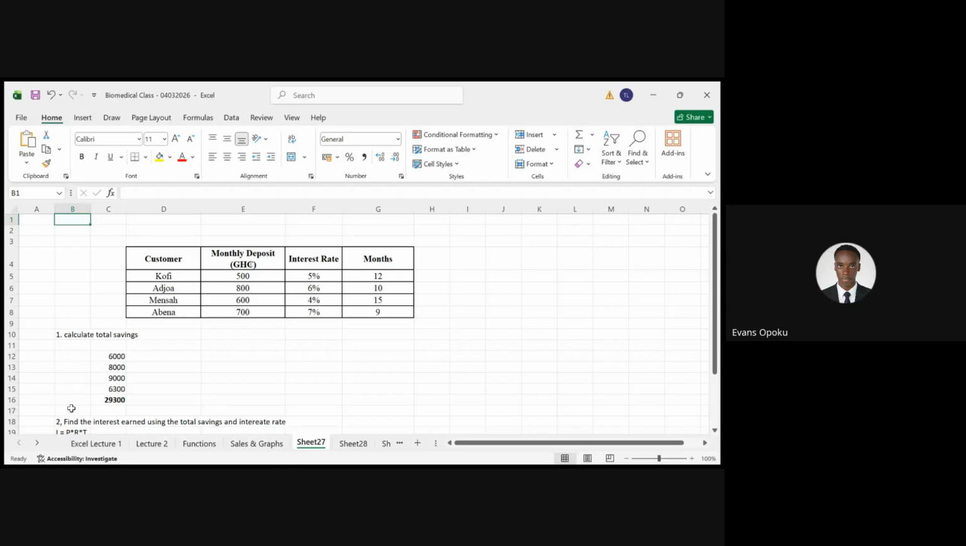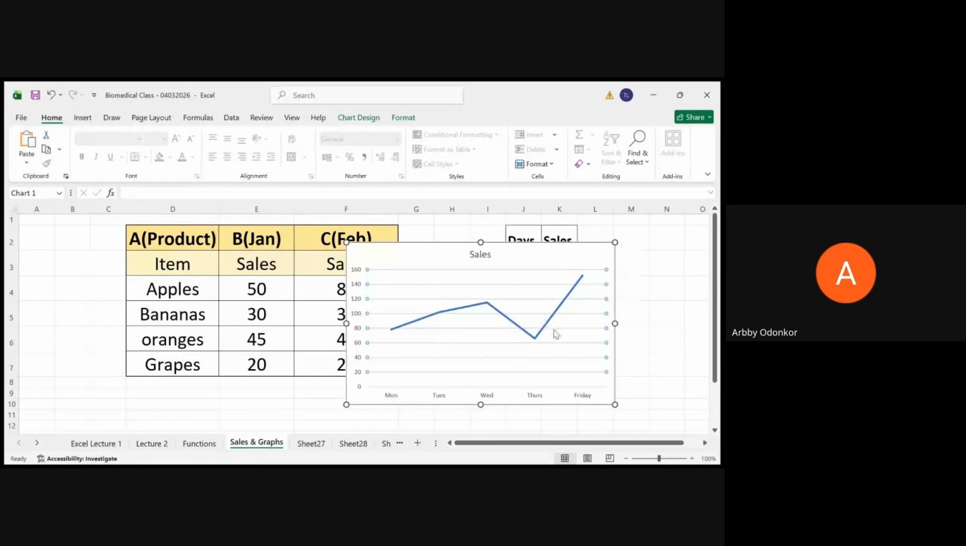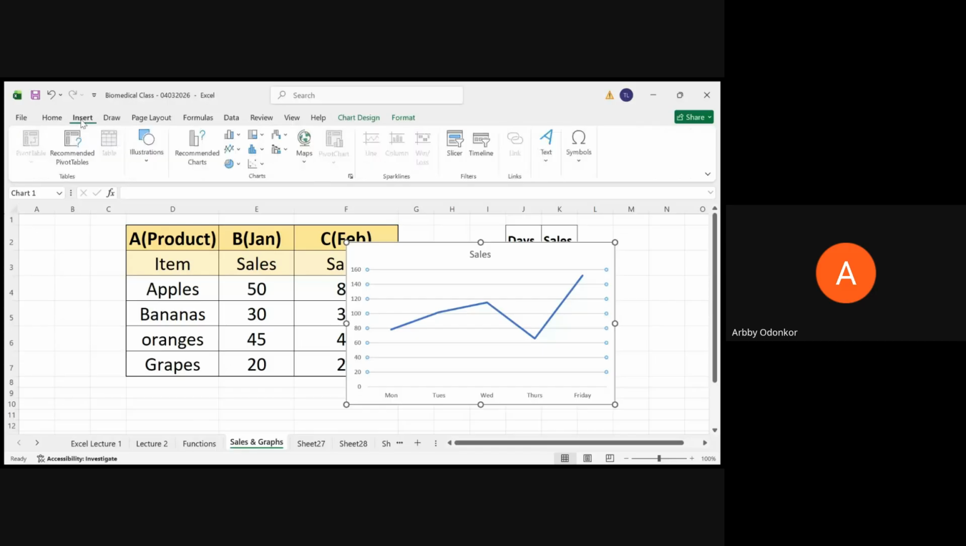I hope you can do it. This one, we've done it already. Yeah, we did it last week. If you look at the line charts, it's here. You just go to insert. You highlight the whole table. You go to insert, and then you choose. So make sure that if we say line chart, you insert line chart.